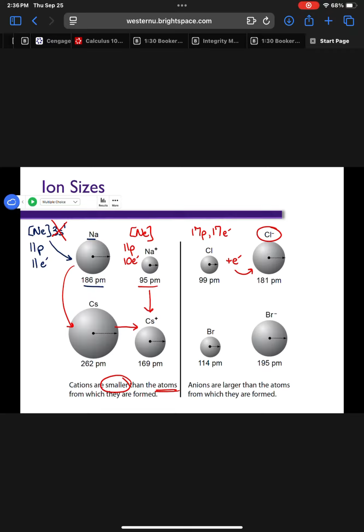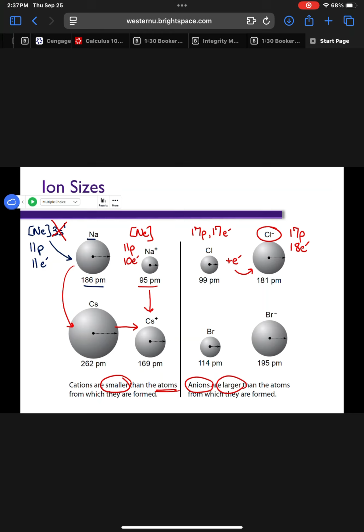In the chloride ion, we still have 17 protons, but now we have 18 electrons. We have even more electrons compared to the protons, so it's harder to hold those all in. As well, we also have electron repulsion happening in these valence electrons. They're kind of pushing away from one another, which is making this even larger. Anions are always larger than their neutral atoms.